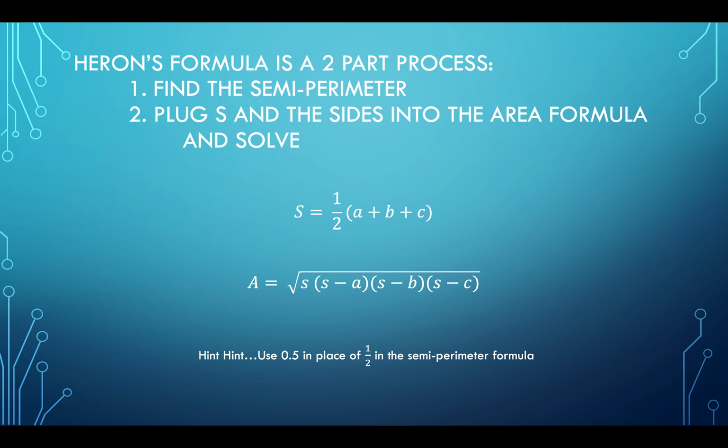Remember, in the semi-perimeter formula, since we have a fraction of 1/2, it's best to use 0.5, the decimal, instead of that 1/2, because once again, your calculator might not recognize what you're doing when you put it in. The calculator doesn't realize it, so use 0.5 instead of 1/2.